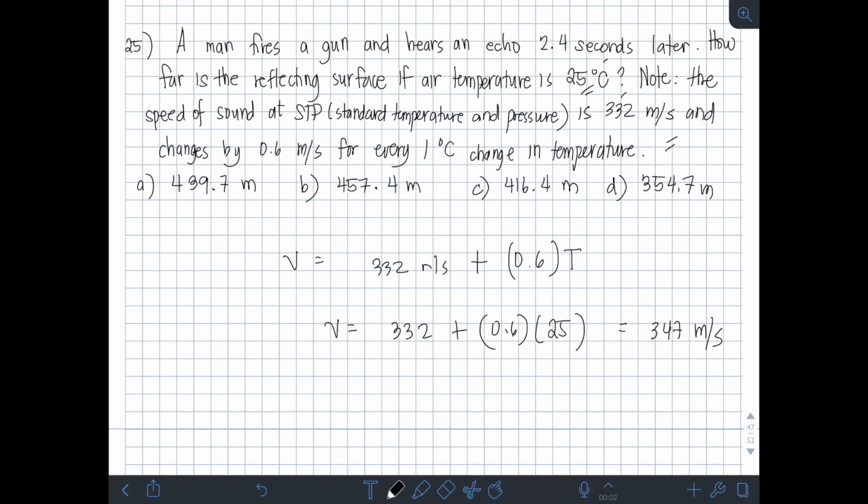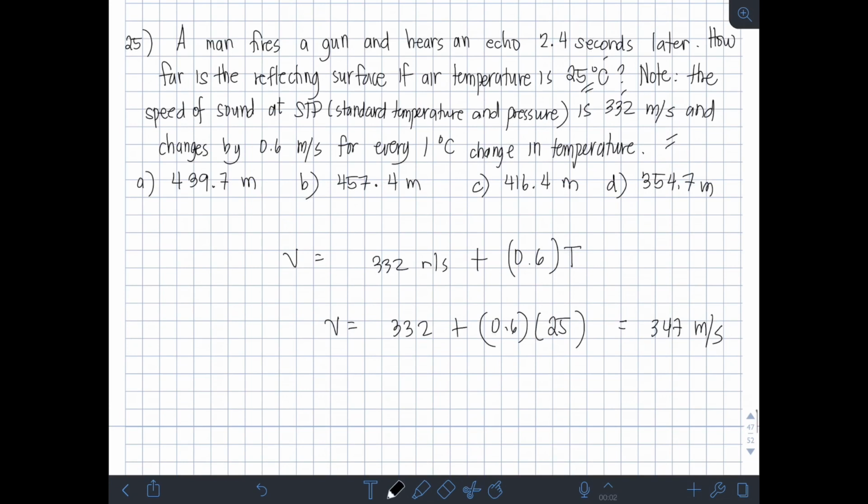Now, paano natin makukuha yung distance ng reflecting surface doon sa man? Kasi sabi daw, nung nag-fire ng gun yung man, narinig niya raw yung sound 2.4 seconds later. So, halimbawa, ito yung tao. Nag-fire siya ng gun. Meron daw reflecting surface. Syempre, pag nag-fire siya ng gun, merong magta-travel na sound, right? Let's say, ito yon. Tapos, magre-reflect siya dun sa surface, tsaka maririnig ng tao. Pabalik dun sa tao. Saka siya maririnig ng tao.